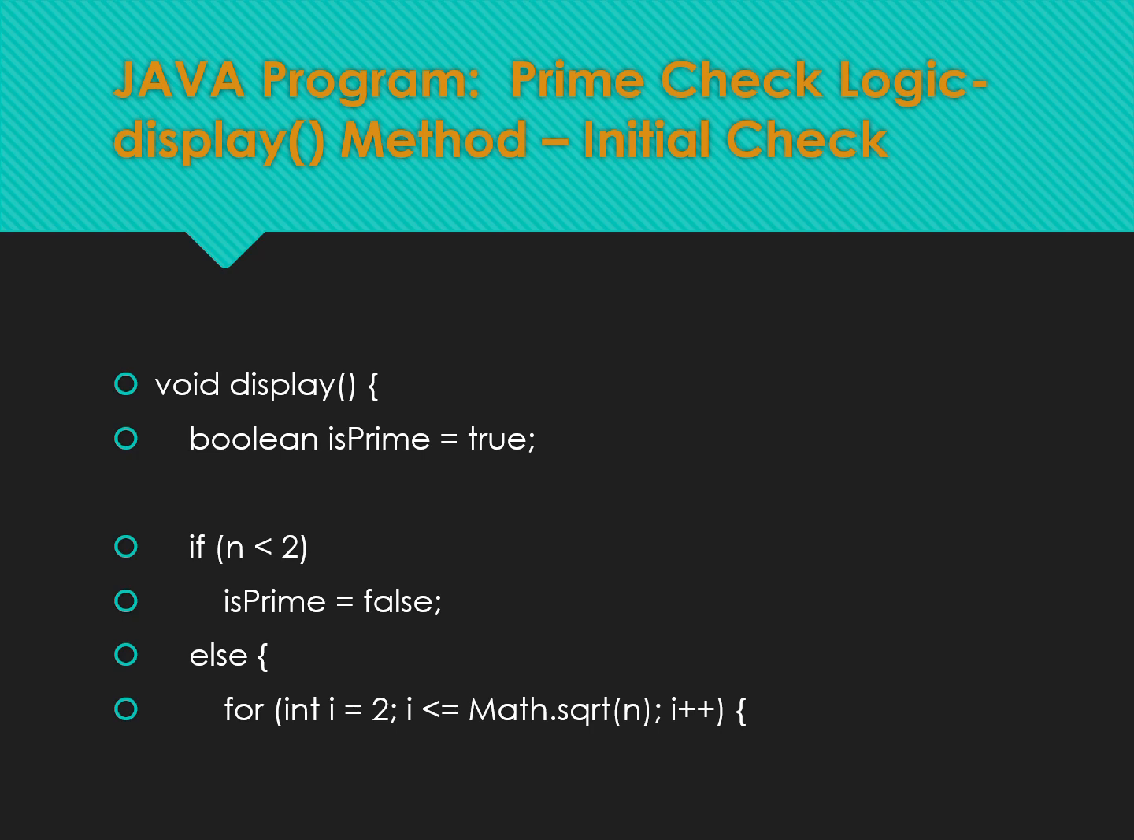Why do we use Math.sqrt(n) instead of looping all the way to n? Because if a number is not prime, it will have at least one factor pair where one of the factors is less than or equal to its square root. For example, if n is 36, then 6 times 6 equals 36, and if there's any factor greater than 6, the corresponding pair will be smaller than 6. So checking up to the square root is enough to determine whether a number has any factors. This greatly improves efficiency, especially for large numbers.